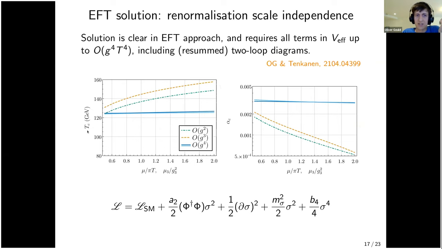And you can see here, this is the critical temperature as a function of the renormalization scale. These dashed yellow and green lines are one loop approximations. Green is without the daisy term, yellow is with the daisy term. As we vary the renormalization scale, the critical temperature in this one loop approximation varies from 120 to 160, something like that. Whereas in this EFT approach, where we push to this minimal order where we get renormalization scale independence, it's basically a flat line, showing that we have pretty much renormalization scale independence. So we solve that problem.